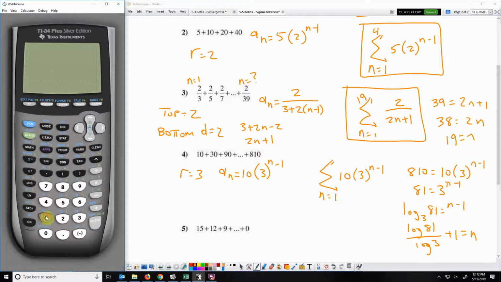So log 81 divided by log 3 is 4, plus 1 is 5. So the ending n value is 5.